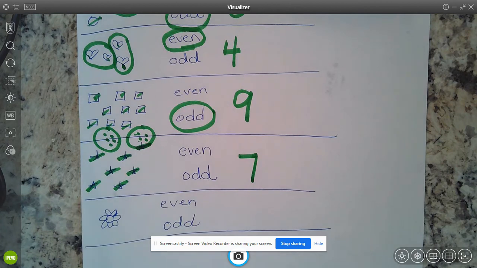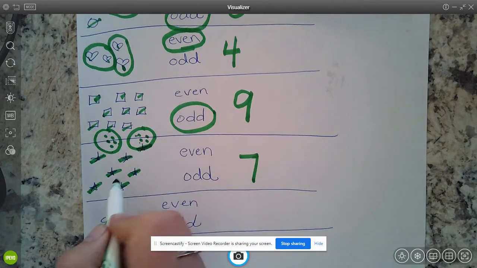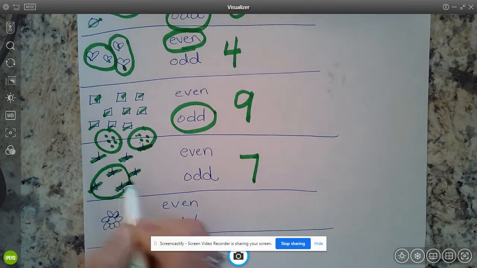We cannot divide it equally. I can put 3 in one group, 3 in another group, but there's that 1 that's left out. So it's an odd number, because we cannot divide it equally into 2 groups. So the number 7 is odd. So 1, 3, 5, 7, 9, these numbers are odd. All right, I have one more practice problem.